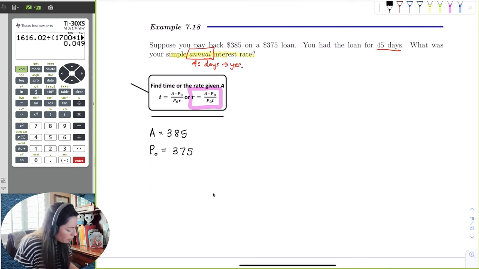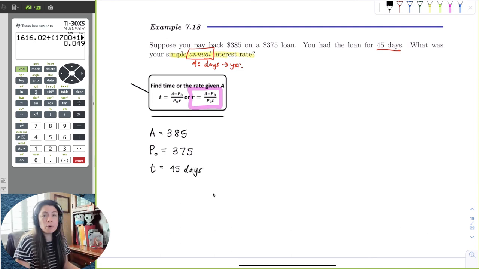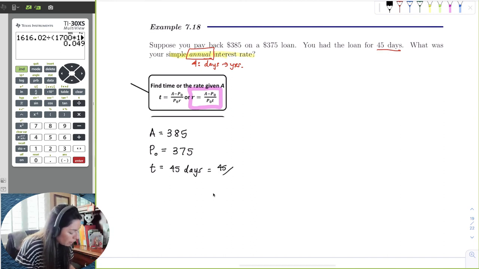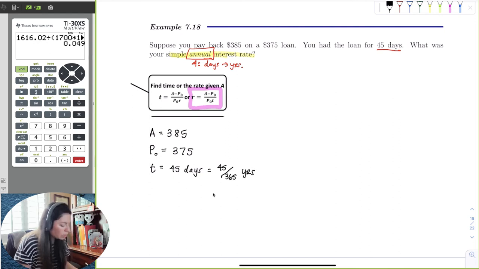And the number of years that went by, well, they didn't tell us the number of years. It's only been 45 days. But if it's been 45 days, what is that in terms of years? Well, 45 days is equal to 45 out of 365 days per year. So it's 45 per 365 years. We just have to make sure to divide that time by 365 if our time is given in days.